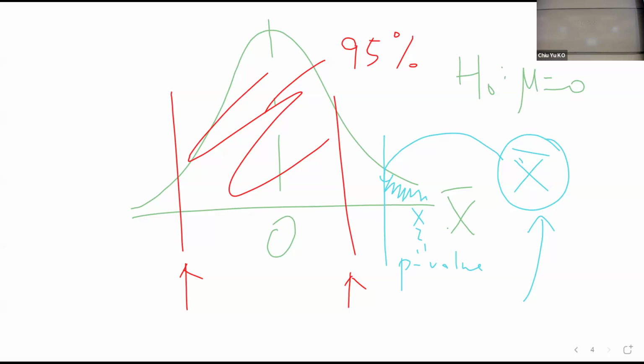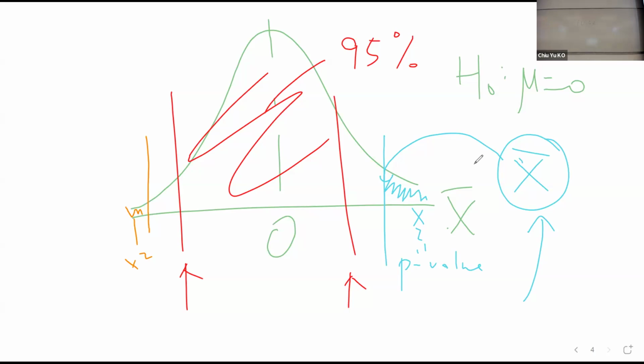And this is for the right-hand side. If you end up on the left-hand side, it will be this area times 2. The reason for times 2 is that before you do it, you don't know where it can be, so we multiply by 2 to make it work. The formal definition is the smallest significance level that makes you reject, but I don't want to go into the formal definition. Of course, the smaller the p-value, the more likely you reject.